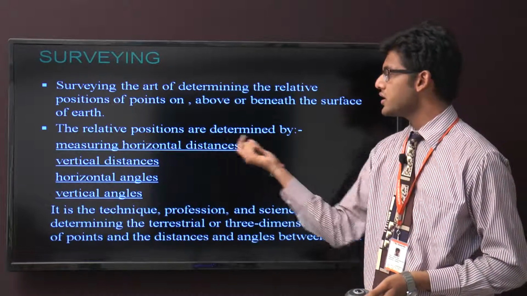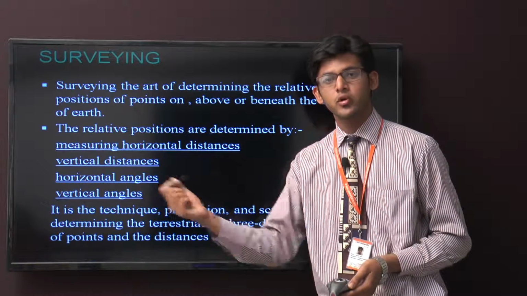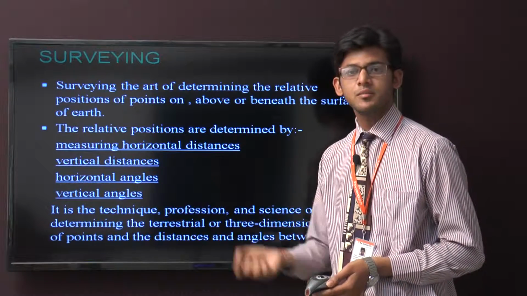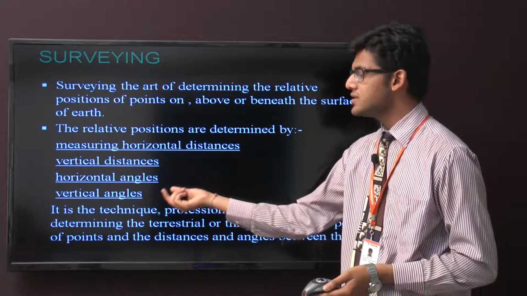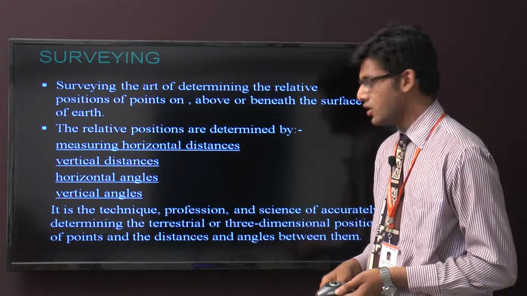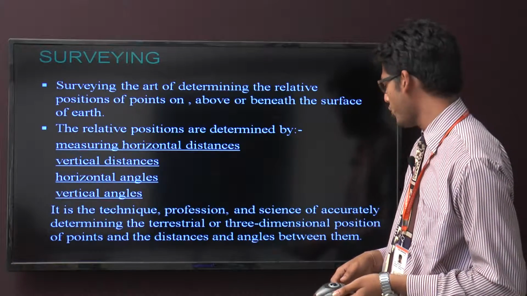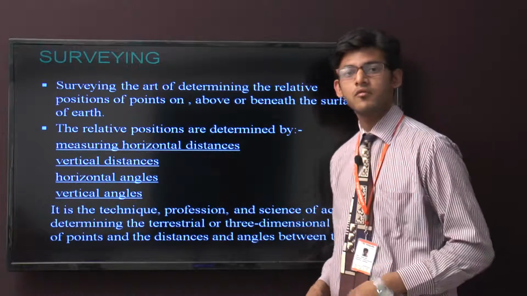In the same way, the relative positions are determined by measuring the horizontal distance. You have to measure the distance from one point to another point, that is the horizontal distance. By measuring the vertical distance, if there is some height portion, then you have to measure the vertical distance. Thereafter horizontal angles and vertical angles. So it is a technique, profession and science of accuracy, determining the relative points on the 3-dimensional or 2-dimensional surface. So this is how surveying works.